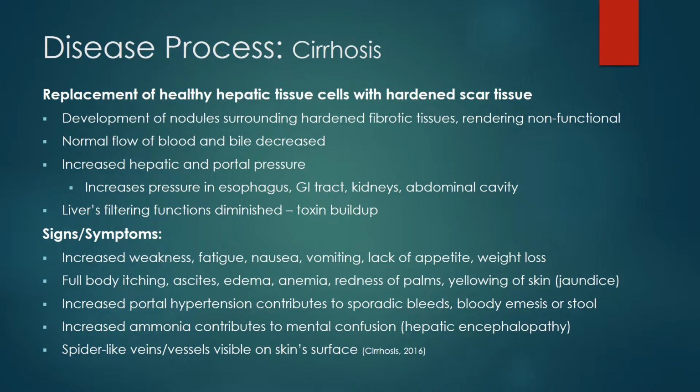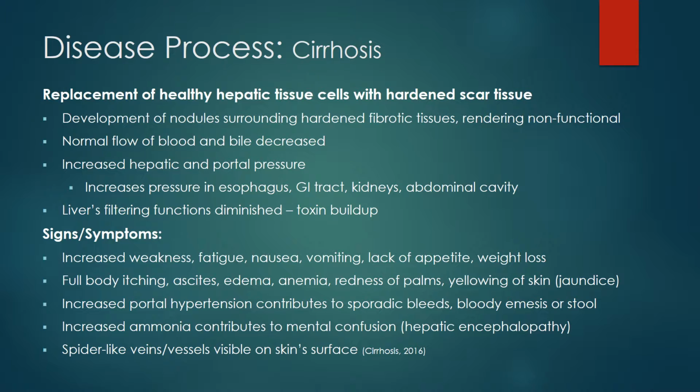So the liver's functioning is greatly diminished, and toxins also begin to build up because it is rendered non-functional. Various signs and symptoms of cirrhosis include increased weakness, fatigue, nausea, vomiting, lack of appetite, and weight loss. The patient may experience itching throughout their body, some ascites, edema in various parts. Anemia is very common with a cirrhotic liver. Again, we had talked about the redness of the palms and then yellowing of the skin, also known as jaundice.